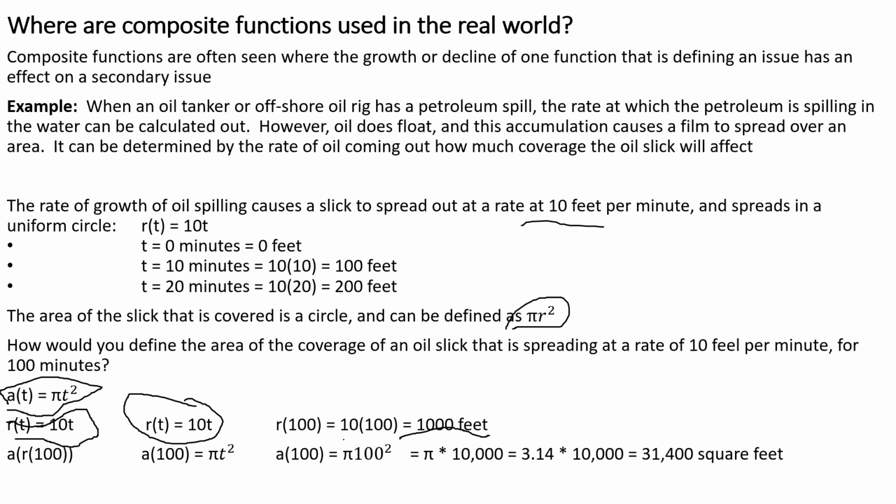And what's the area for 1,000 feet? Well, that would be pi r squared. It would be pi times 1,000 squared, which is 1,000,000. And we'll say pi is roughly 3.14. In 100 minutes, it's going to cover 31,400 square feet. And from there, we can determine what kind of bio life is going to be affected.